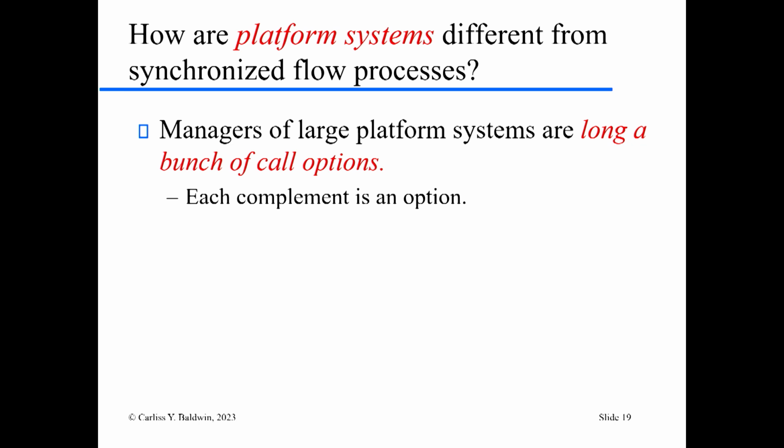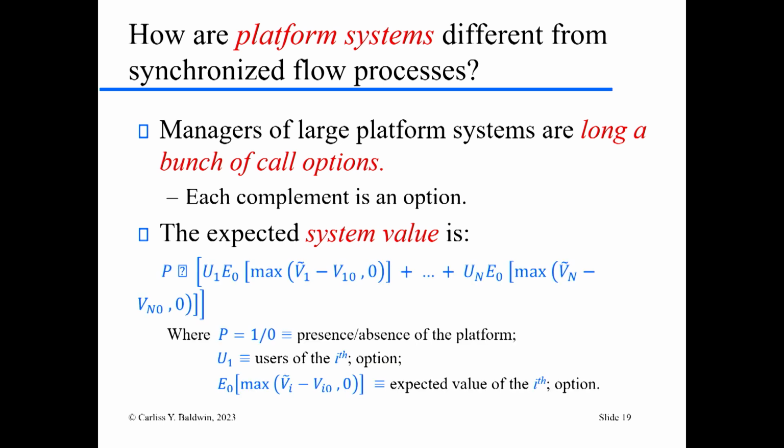Each trade on the SIBO is an option that needs a buyer and a seller, needs two sides. But they're options, and SIBO makes its money, I think, by taking some of the value in those transactions. The expected system value, and the symbol didn't come through very well. P is a binary variable. Platform is there or it isn't there.